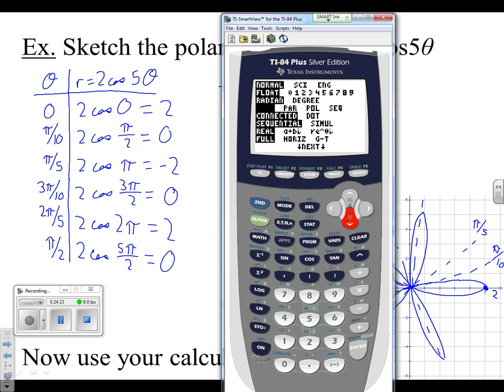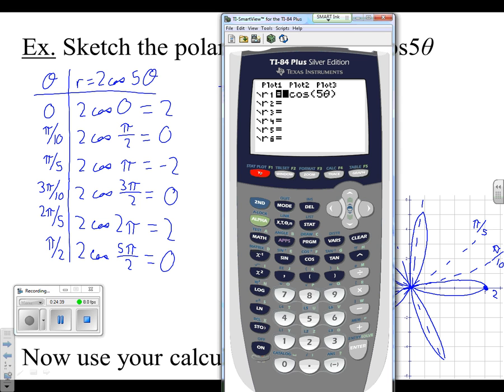If I change, by the way, you'll notice PAR stands for parametric. So if you ever need to graph in parametric, it's there. We may have even done that last lesson. And then switching over here, this now is polar. And so if I hit enter, now if I go to y equals, it's going to graph r equals a function of theta. In fact, I've already got this in here from when I've taught this class before. So r equals 2 cosine 5 theta.